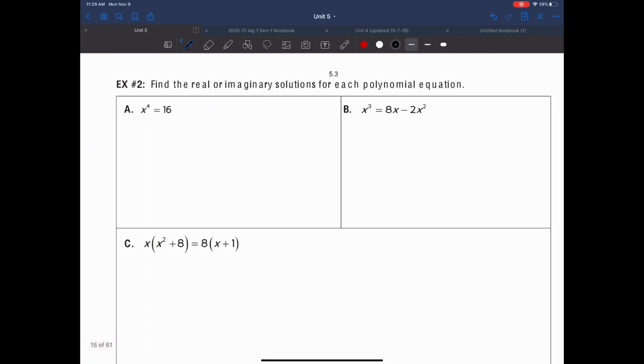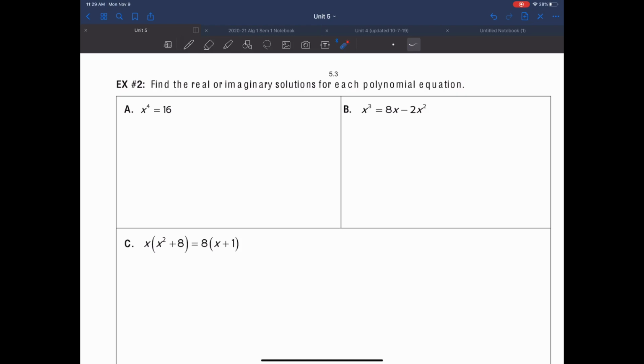Next page, so we have: find the real or imaginary solutions for each polynomial equation. Now, any old person off the street would come in here and say, hey, I have x to the fourth equals 16. So I'm going to take the fourth root of both sides, and then I'm going to find my answer. Wah, wah, wah. No, you're not going to do that.